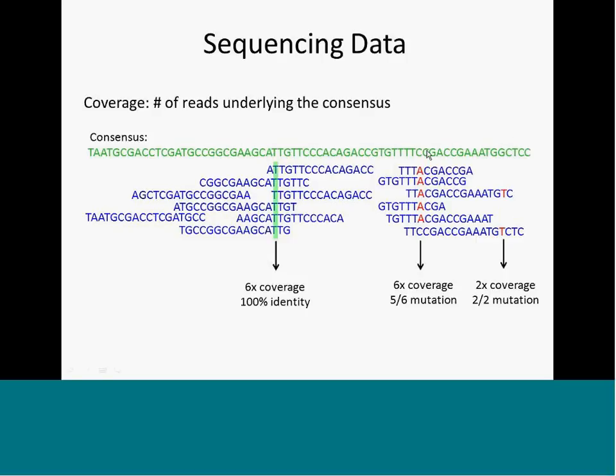Now let's look at a mutation. Let's say we want to look for a mutation and we see the C is changed to A, and we do our coverage and we get 6 reads that align to it. So you have 6x coverage, but out of the 6, only 5 have a mutation. Well, 5 out of 6 is pretty good, so we might call this a real mutation. In contrast, let's say this G becomes a T, you have 100% mutation, but you have only 2 reads.